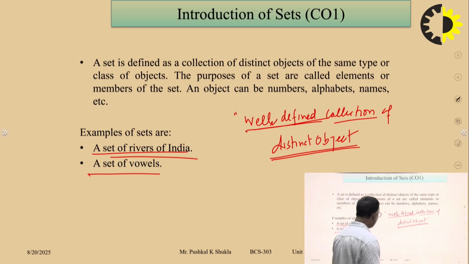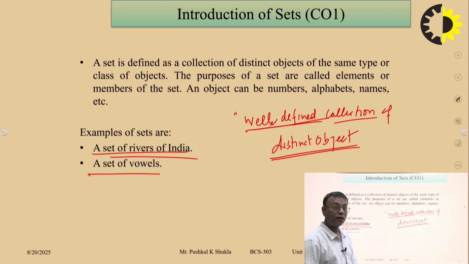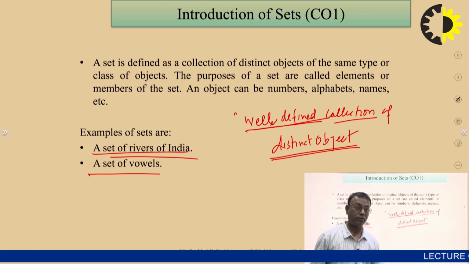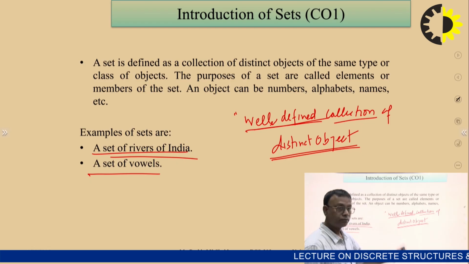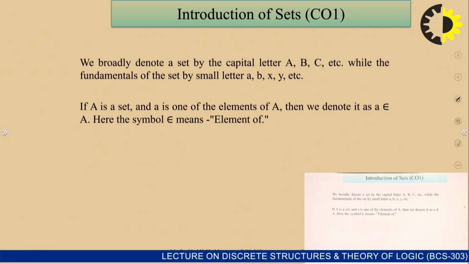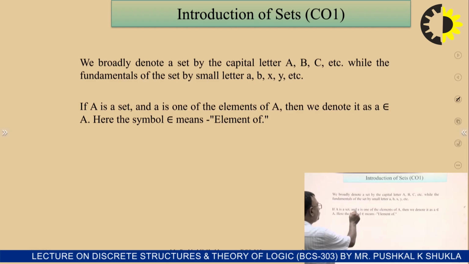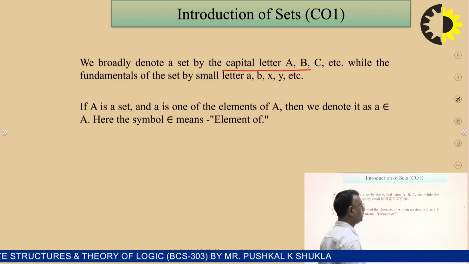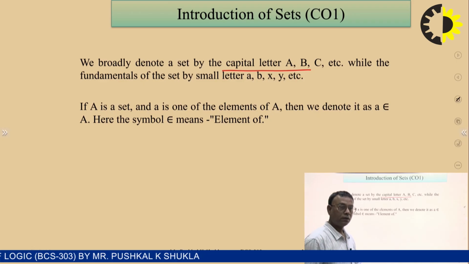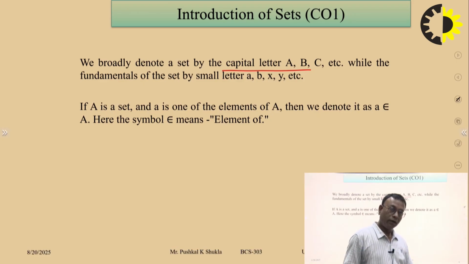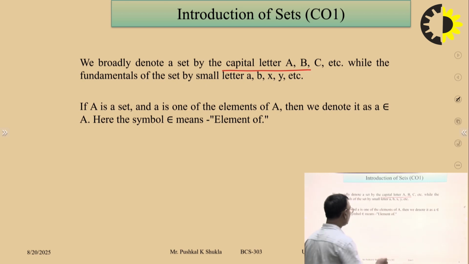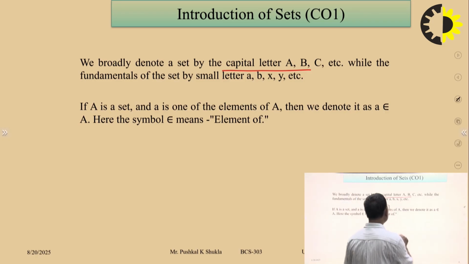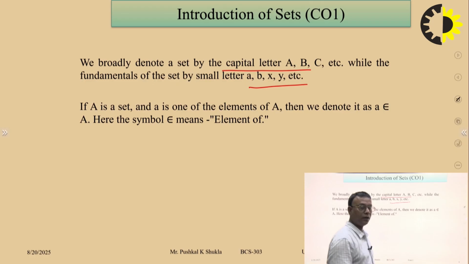So we conclude a set is a well-defined collection of distinct objects. All the terms are clear. Next, we broadly denote a set by capital letters. Generally, set names are written in capital letters A, B, C, X, Y, Z, etc. And the element of the set, a member of the set, is written in lowercase letters like a, b, x, y, z, etc.